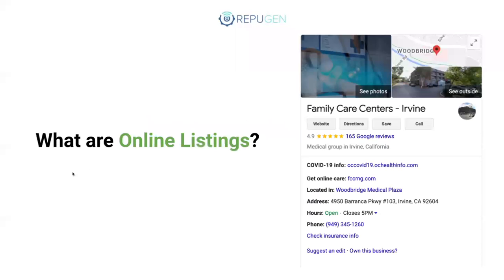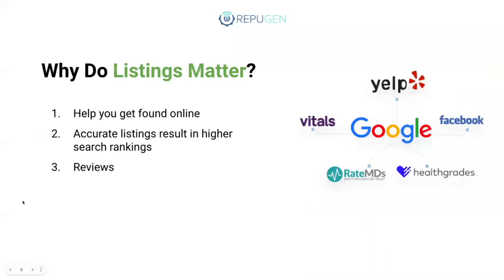Examples of online listings include Yelp, Google Business, Healthgrades, Facebook, WebMD, Yellow Pages. The list goes on and on. The ones that I mentioned are just some of the top listing sites that healthcare professionals must have, but there really is a long list of important listings out there. And the more that you're listed on the web, the more likely you are to be ranked. So that kind of goes into my next point of why do listings matter?